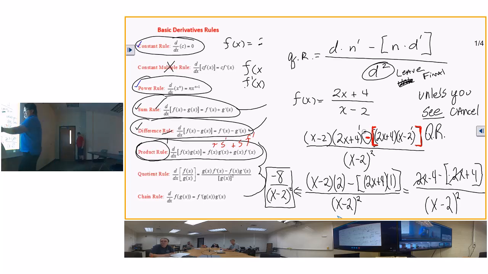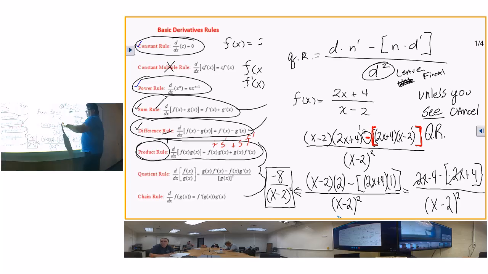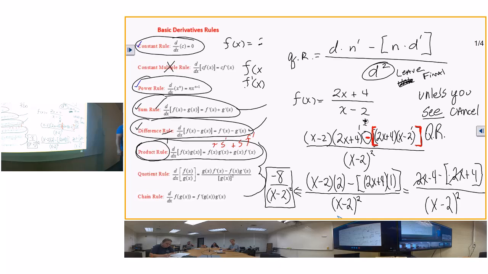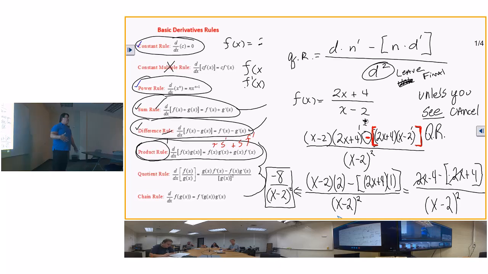No. You can't, because these two go together with a plus or a negative. If you've got a plus or a negative in between two terms, you can't cancel. Remember x plus 2 over 2. You can't cancel the 2's because there's a plus in the middle.